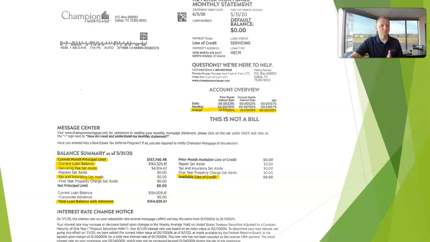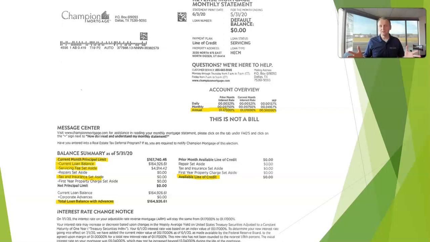Your current monthly principal limit, current loan balance, servicing fees. You can see, again, Champion does usually charge servicing fees. Another reason why I'm not a big fan of them. Available line of credit would be over here, and then your tax and insurance set aside, which we've mentioned before, and total loan balances here. Now, I mentioned before that yes, I have preferences as a lender.